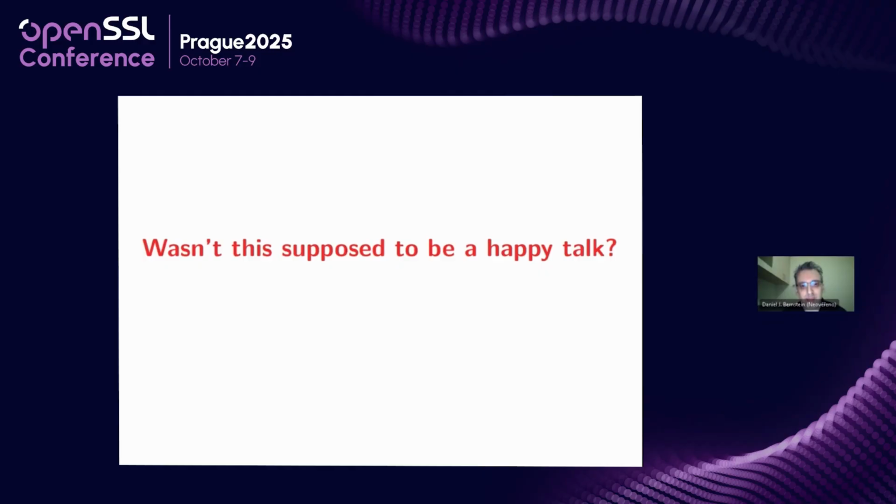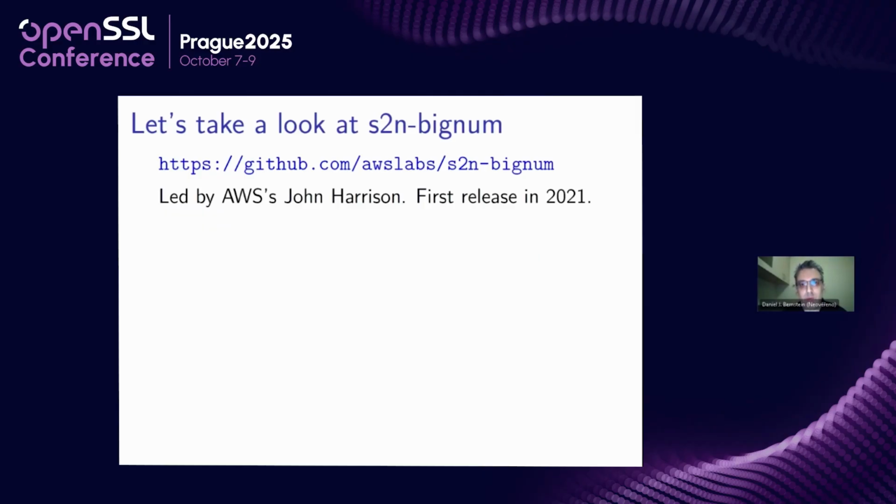However, I still have some time left in my talk. This is actually a positive talk, and I want to tell you about what inspired me to give this talk, which is looking at the actual state of the art, something called s2n-bignum. This is a new cryptographic library coming from John Harrison. He was at Intel for many years and then moved to Amazon. The first release of this was in 2021.